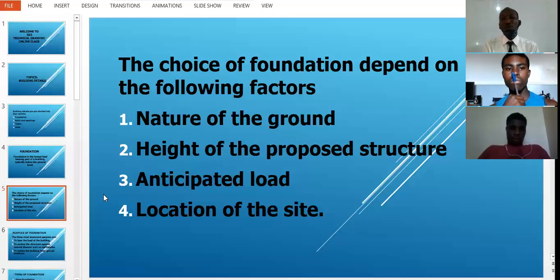Now, you may ask, why are we considering the location of the site? There are places that are very close to a quarry where you notice that they break stone continuously, and the sound that comes from there will always affect the structure. So you need to look at the location of the site.